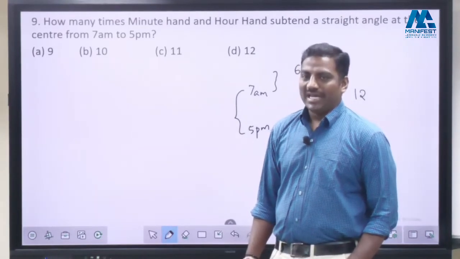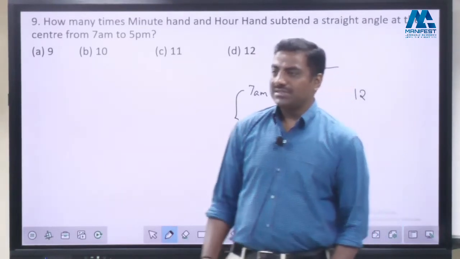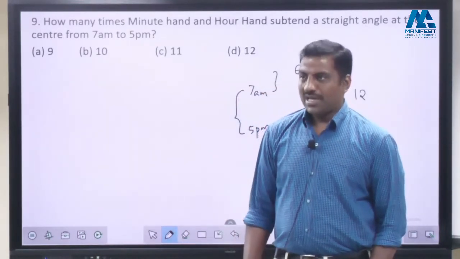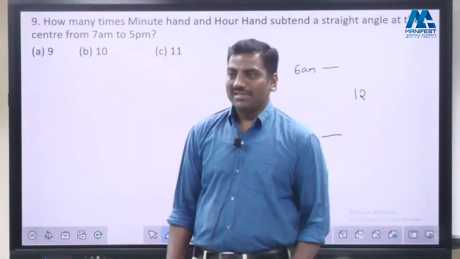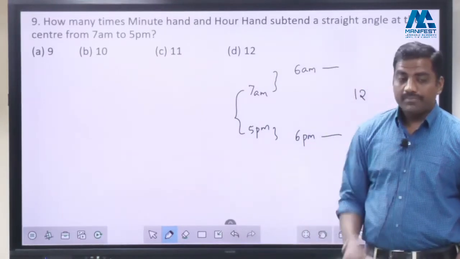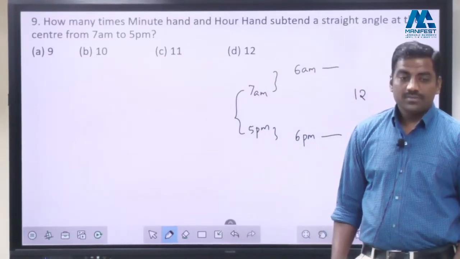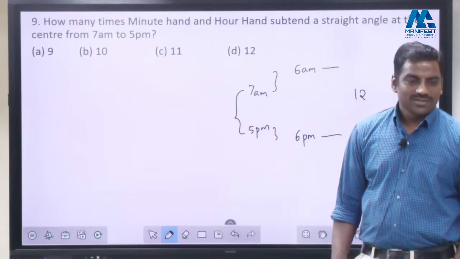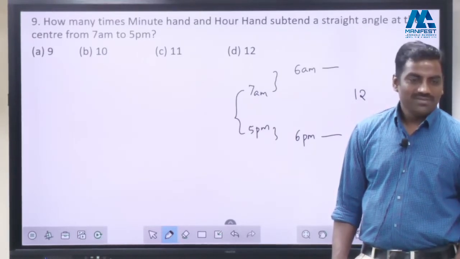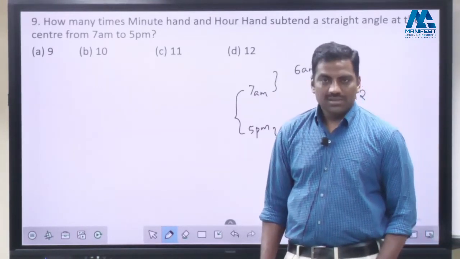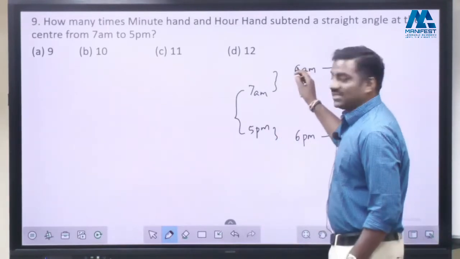From 6 a.m. to 7 a.m., including 6 a.m., how many times? Between 6 a.m. to 7 a.m., how many times we see a straight angle? Which all times? And then next time is 7:05. Somewhere after 7:05. That is after 7 a.m. So from 6 a.m. to 7 a.m., it is only once. That is at this time.